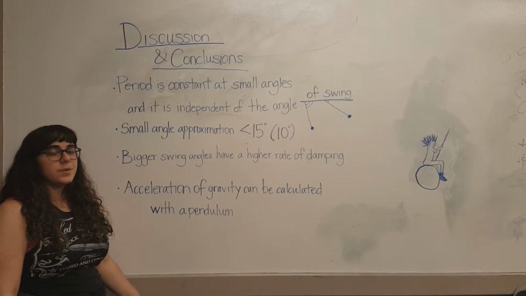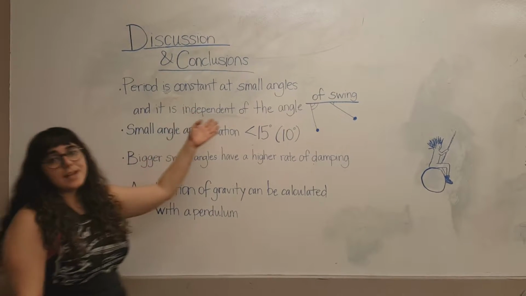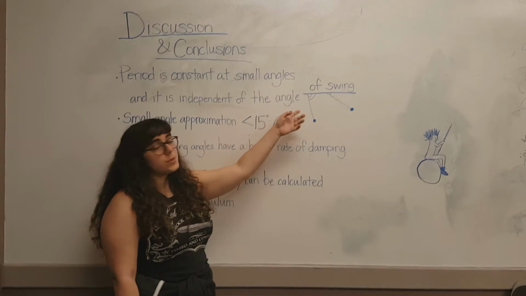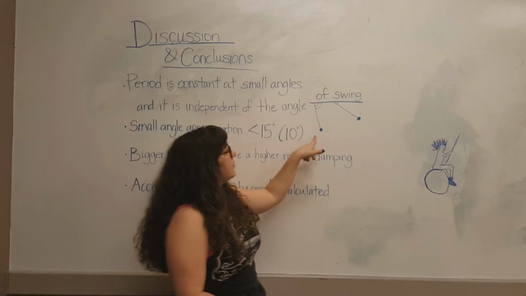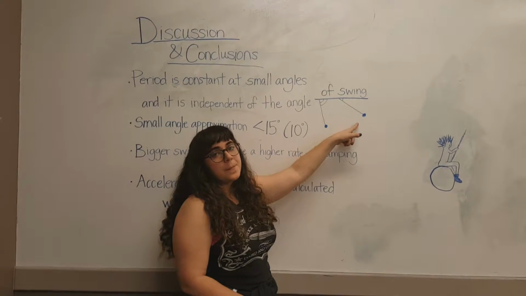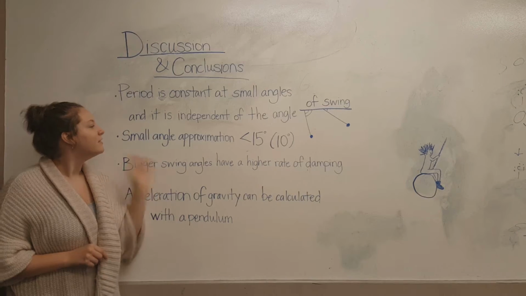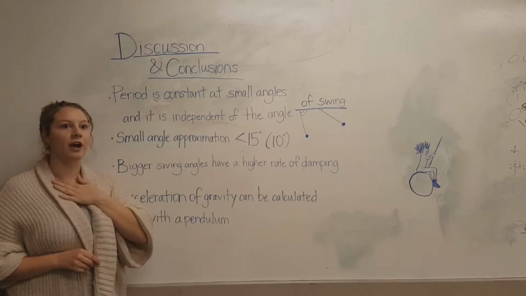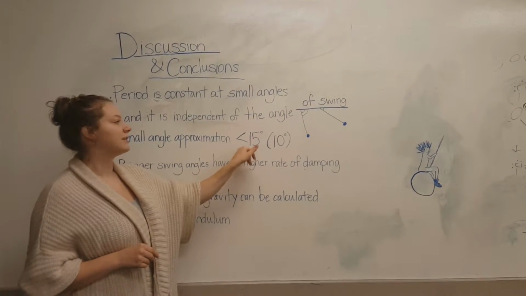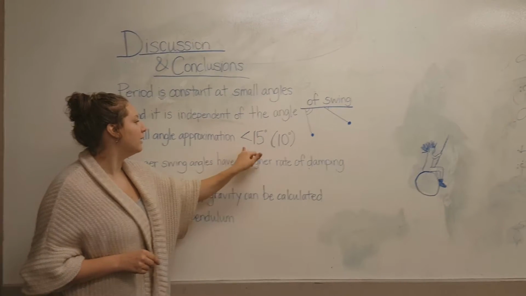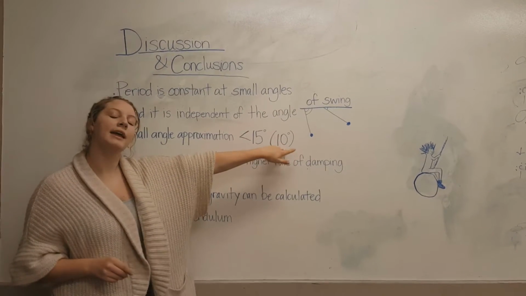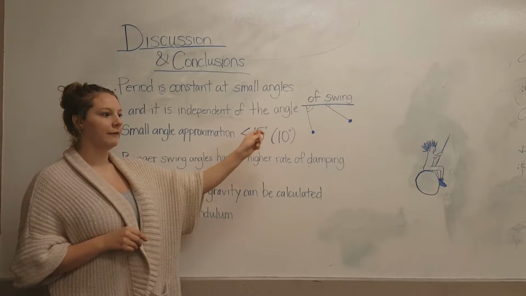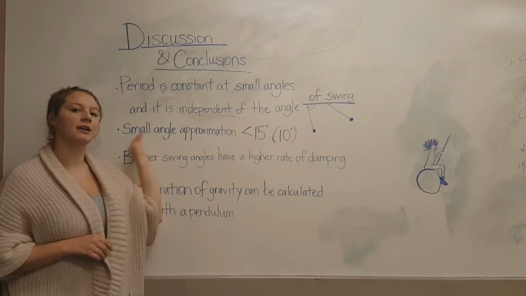Through our experimentation, we found out that the period is constant at small angles, and it's also independent of the angle of swing while it's small angle. So if you raise it up higher, it doesn't change the period. So we discovered that small angle approximation for us worked at angles less than 15 degrees. It's widely accepted that it works for angles less than 10. As long as you keep your initial angle below 15 degrees, period should be constant.